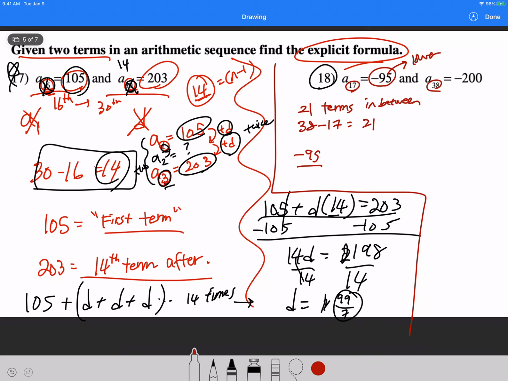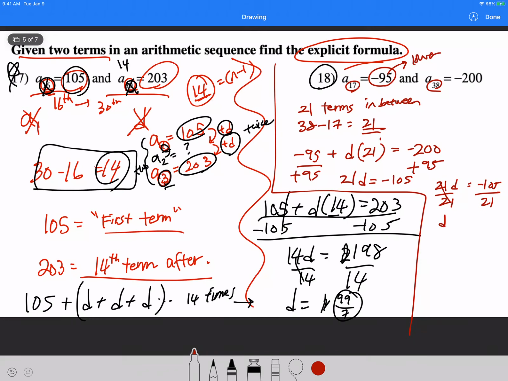I am going to have this added by the common difference, which we don't know, but I am going to multiply that by 21 because that's how many terms are in between them, and that was equal to negative 200. So when you do your math, add the 95 on both sides, you get 21 times d is equal to negative 105. Divide by 21 on both sides, you get d exactly equal to negative 5.